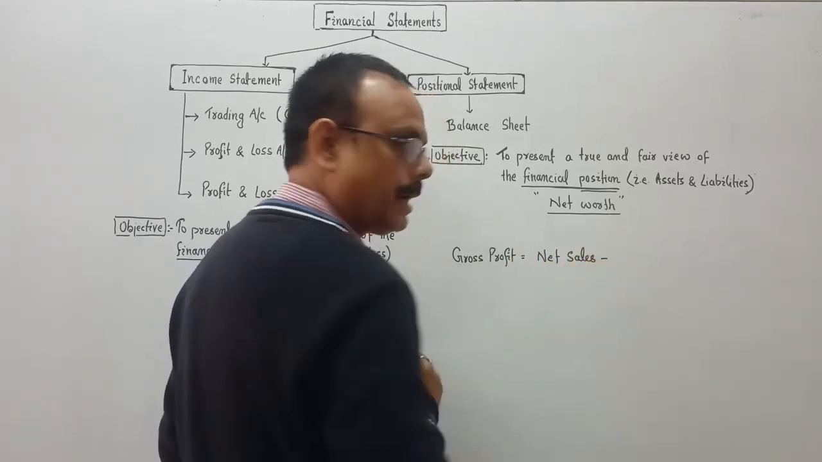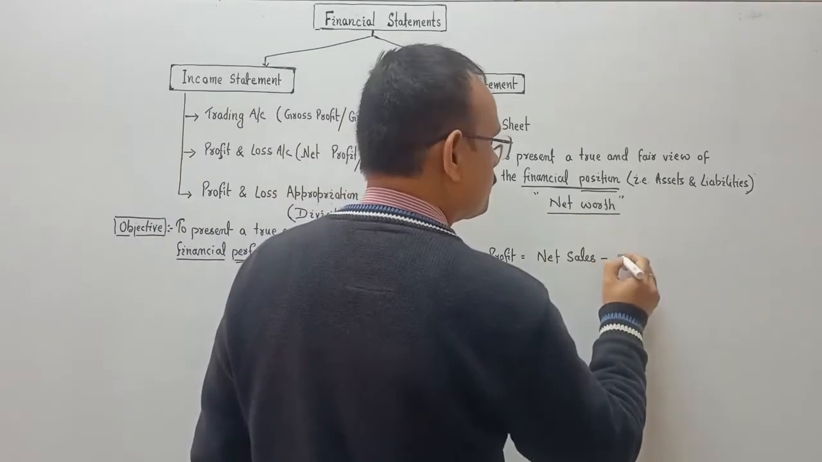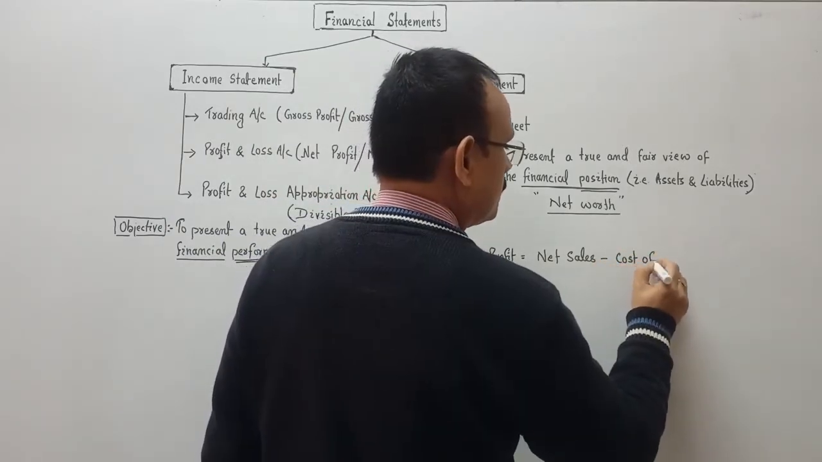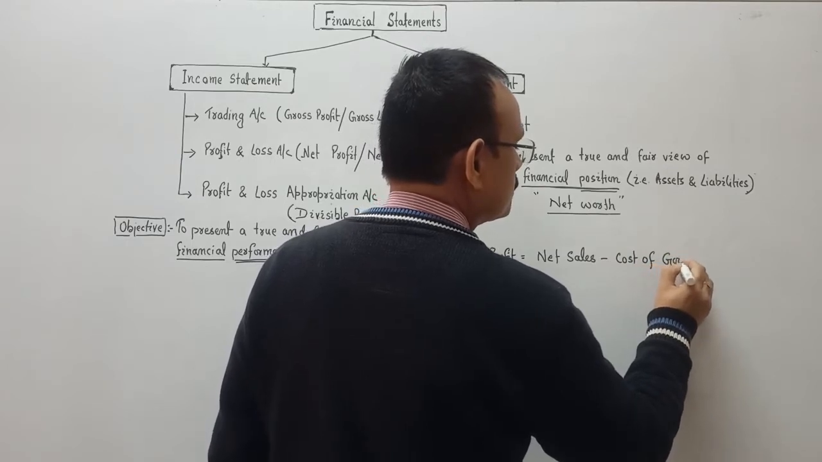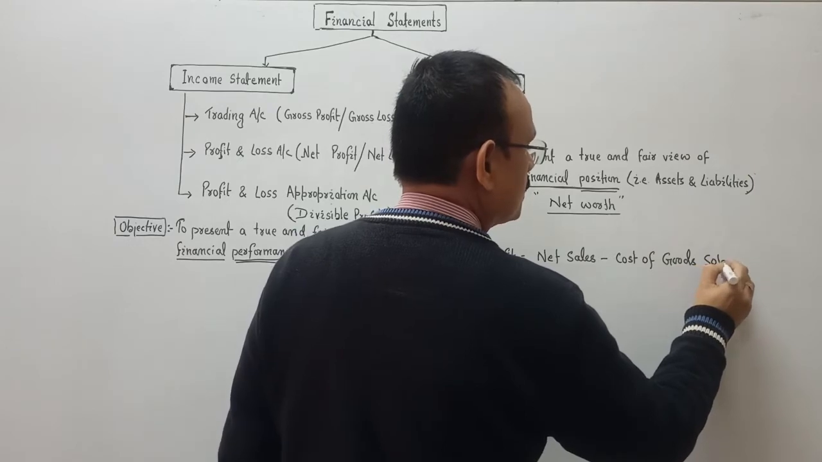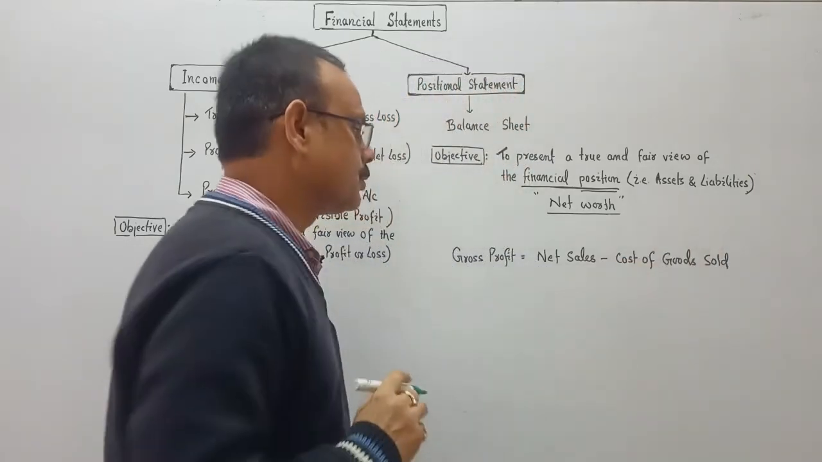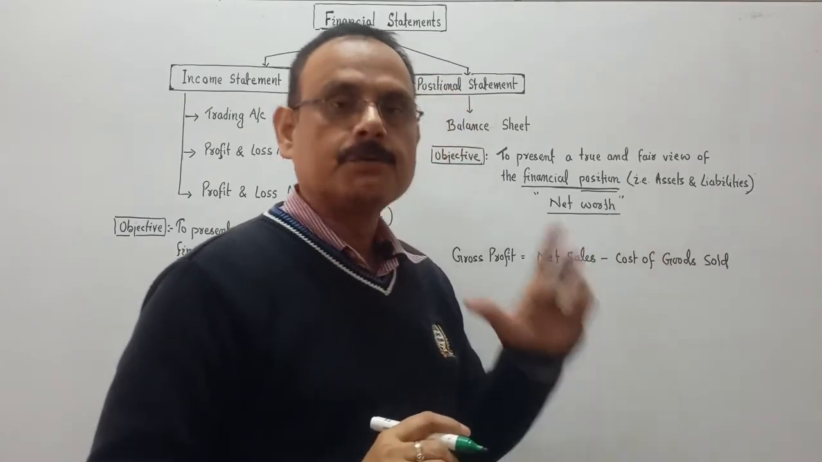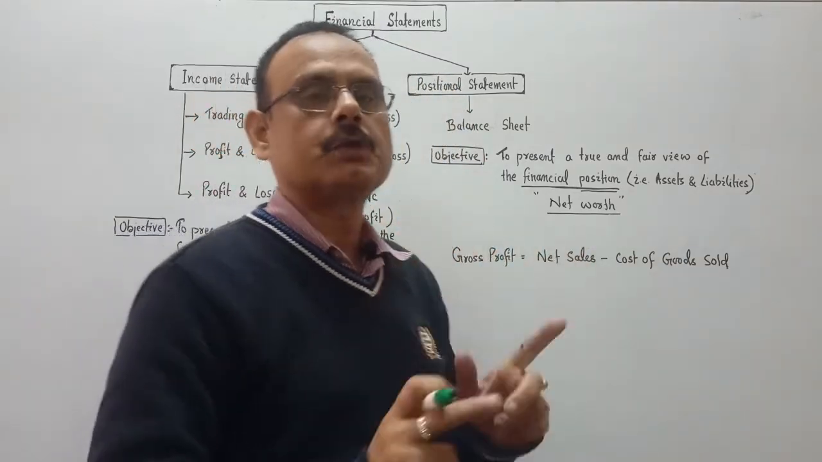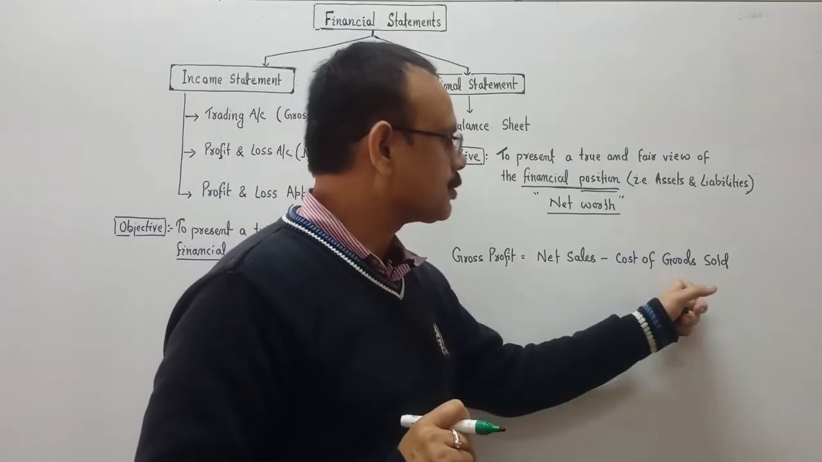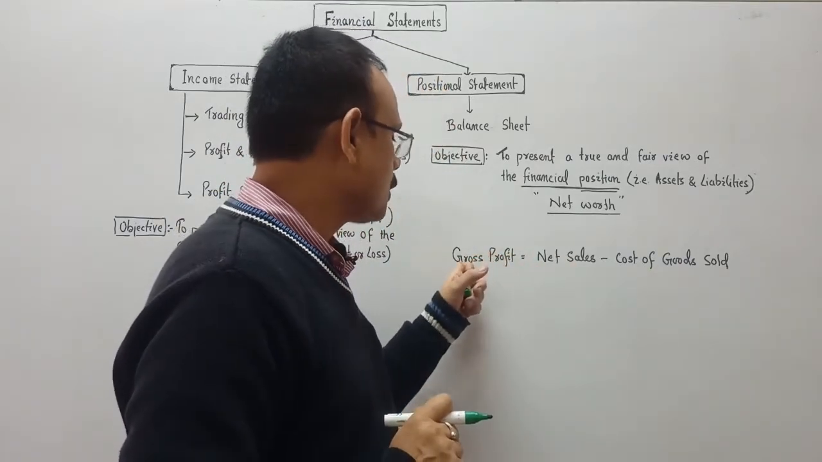minus cost of goods sold. In short, it is also called COGS. Cost of goods sold. In short, we also write COGS. So net sales minus cost of goods sold is called gross profit.